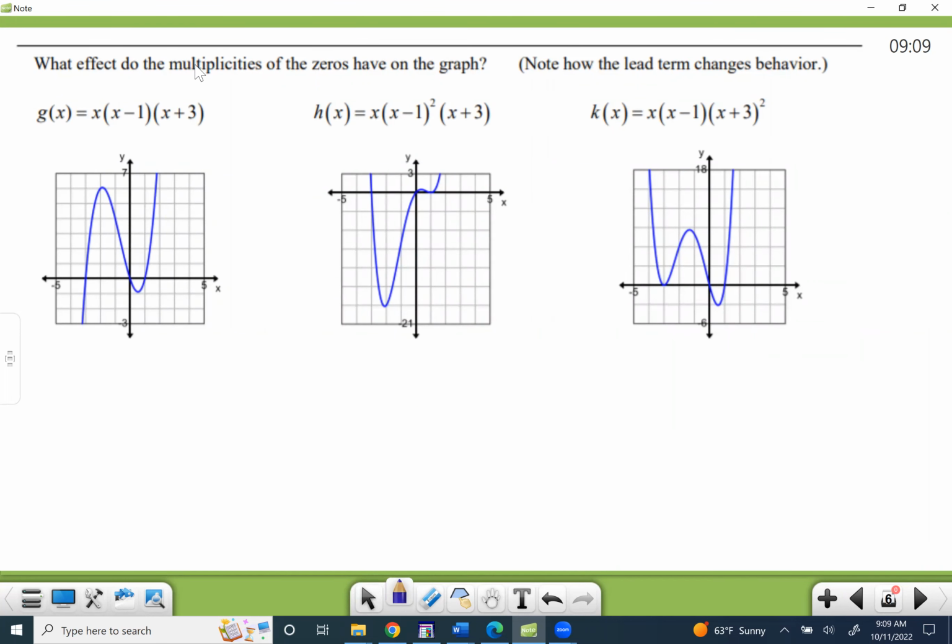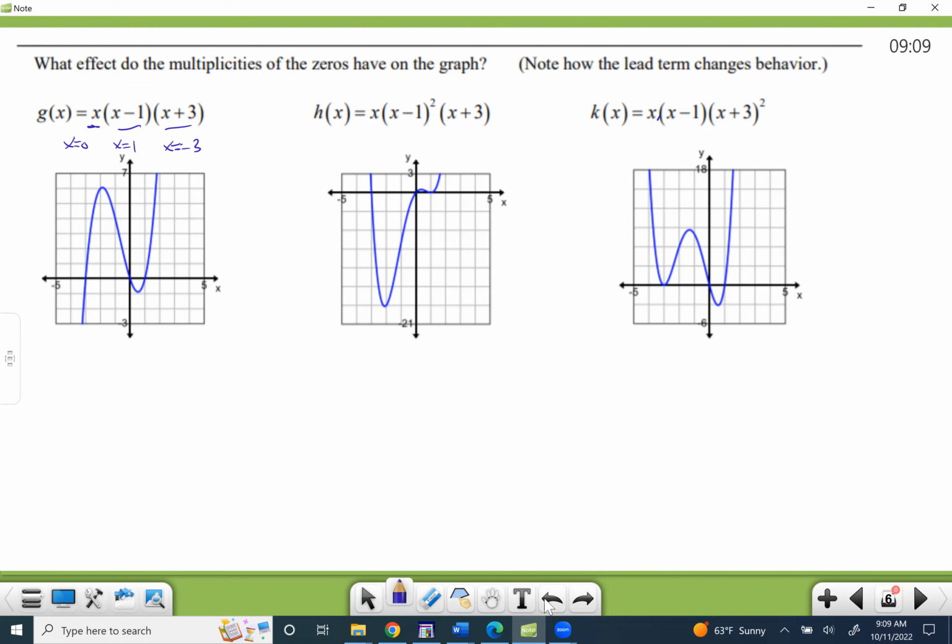So what effect do the multiplicities of the zeros have on the graph? Okay. Now notice all of these have the same exact zeros. X equals zero is a zero. X equals one is a zero. And X equals negative three is a zero. All of them: zero, positive one, negative three. So they all have the same zeros, but look how drastically different the graphs are.